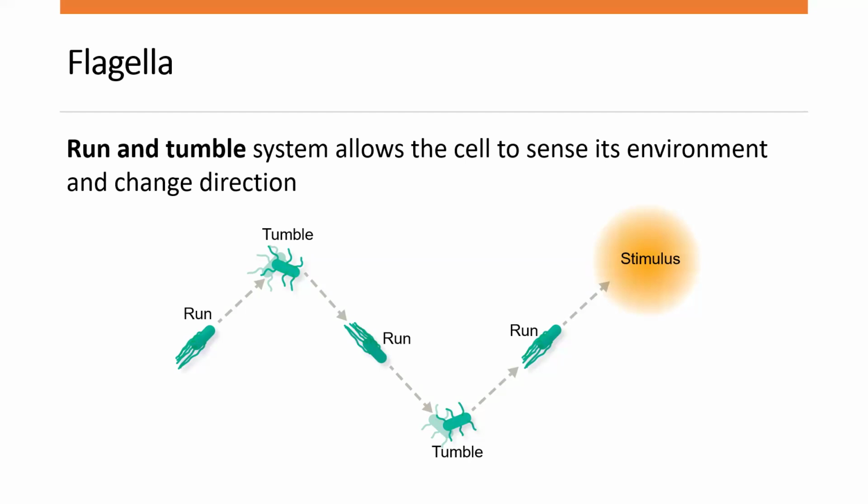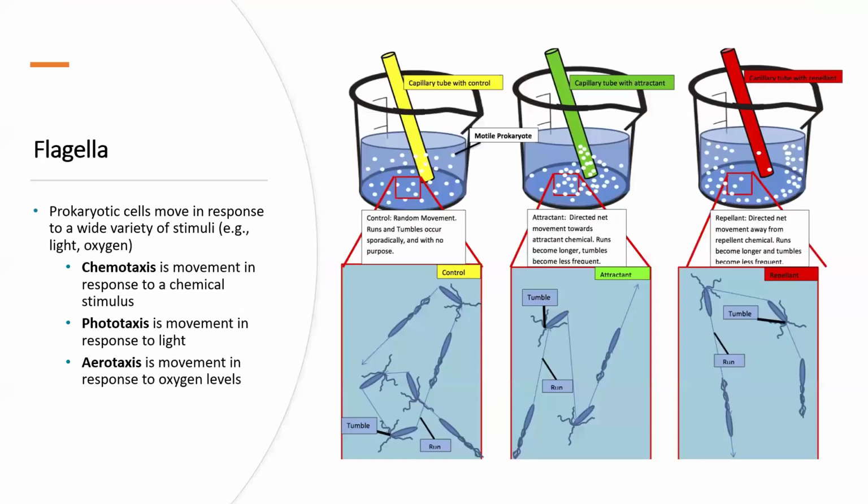What they're doing is constantly detecting the stimulus, and as they get closer to the stimulus, you're going to have fewer tumbles and more runs. When you're farther away, you're going to have shorter runs and more tumbles, because they're trying to key in on the right direction to go. This is a common way that bacteria sense their environment and move towards or away from a stimulus.